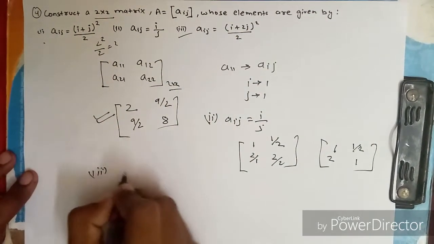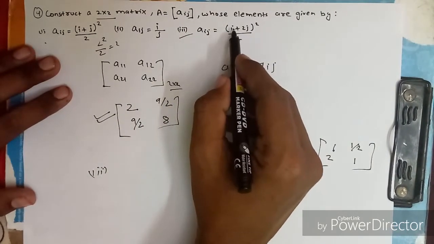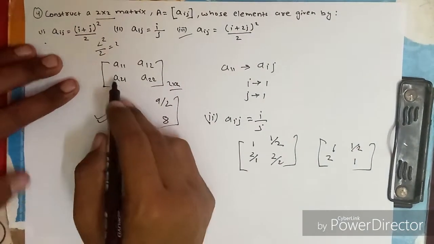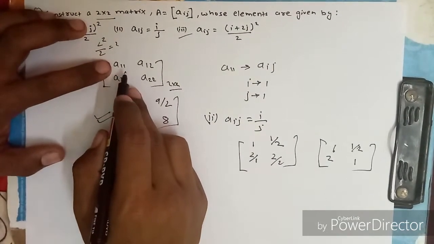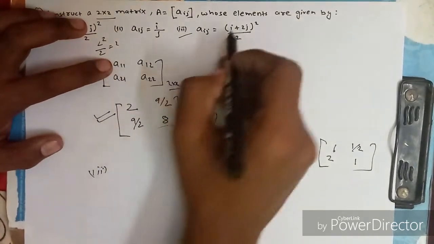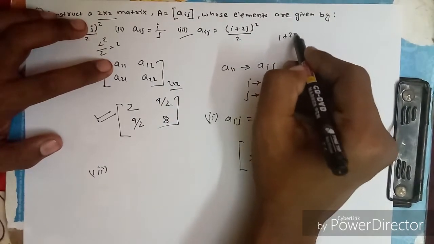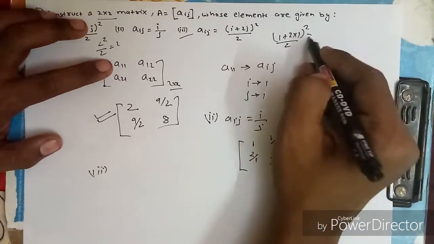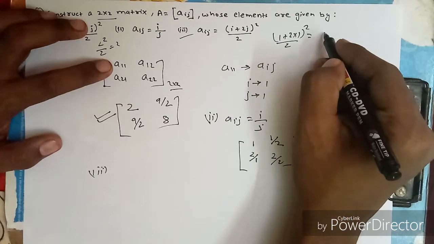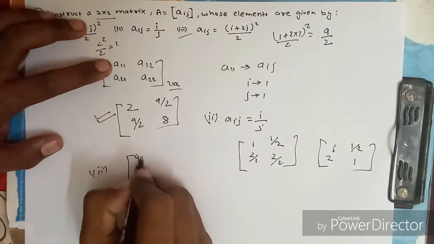So how do we find the third one? It is defined as aij equals (i plus 2j) whole square by 2. If we want to find this element, then the value of i is 1 and the value of j is also 1. So 1 plus 2 into 1, 2 into 1 is 2, 2 plus 1 is 3, 3 whole square is 9 by 2. So this is 9 by 2.